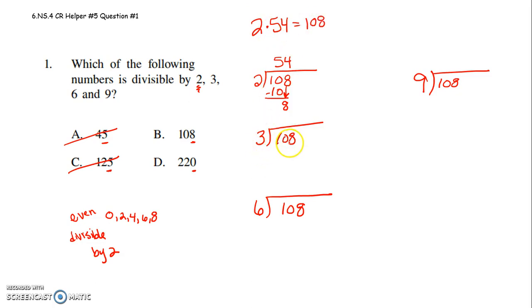Is 108 divisible by 3? Because if it's divisible by 3 and by 2, then I know it's divisible by 6. Okay. 3 goes into 10 3 times. 3 times 3 is 9. Subtract off. 10 minus 9 is 1. Drag down that 8. 3 goes into 18 6 times. So 3 times 36 is 108. So 108 is also divisible by 3. 108 is looking pretty good.